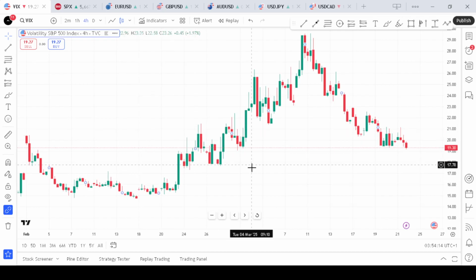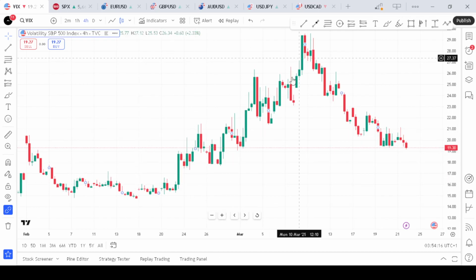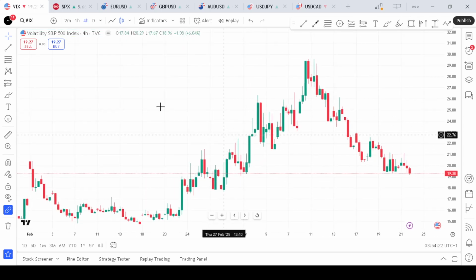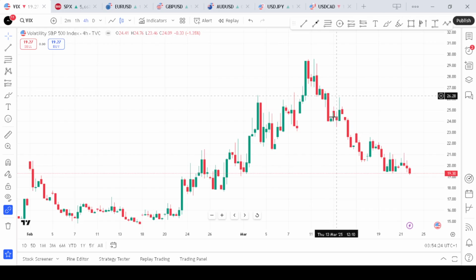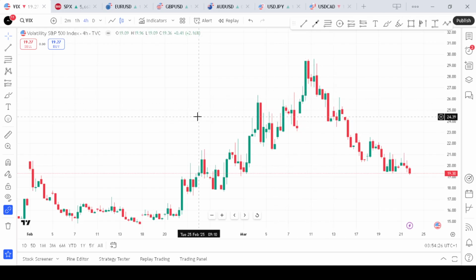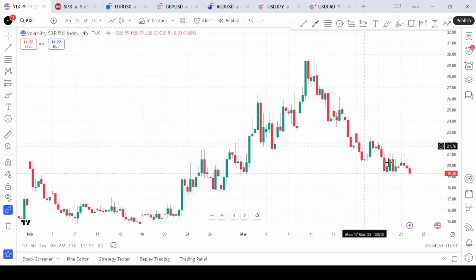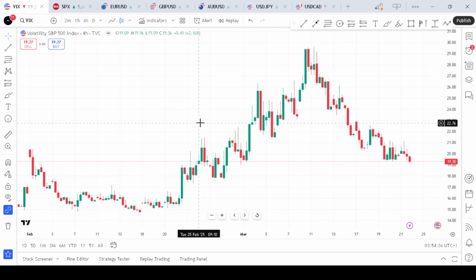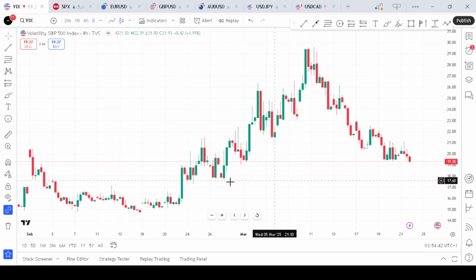When we have a high VIX value, this often occurs during periods of market stress or uncertainty, signaling increased fear among investors. And when we have a low VIX, this suggests calm market conditions and lower perceived risks. Now let's see how we can trade with the Implied Volatility Index.